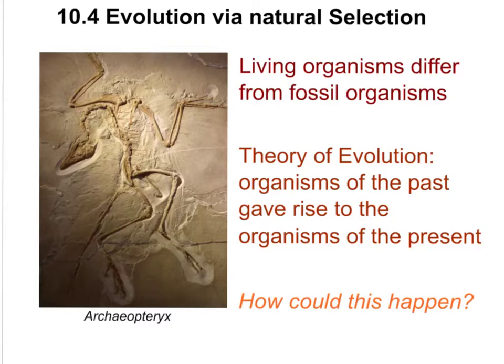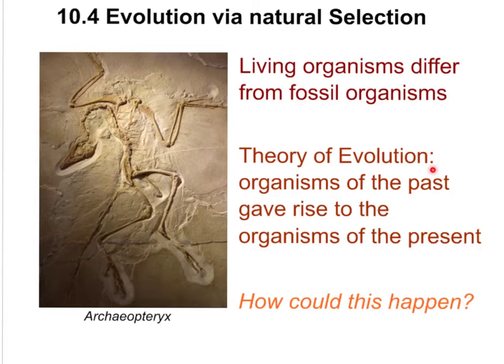living organisms were very different from fossil organisms. The fossils that they were finding in rocks were not the same as the organisms that were around them. So scientists tried to come up with a theory to explain this discrepancy, and the theory of evolution was one that was tossed about. That is, that organisms from the past gave rise to organisms of the present.